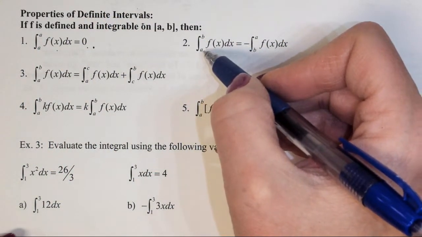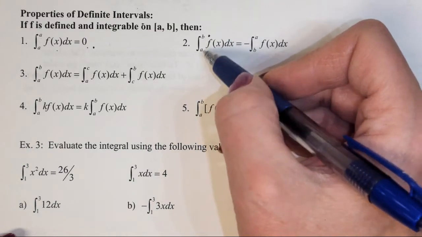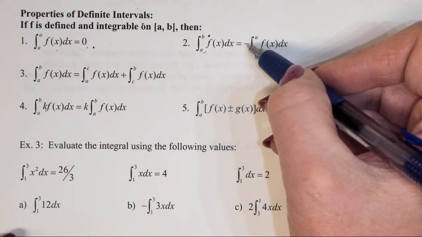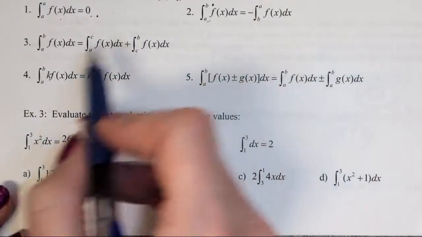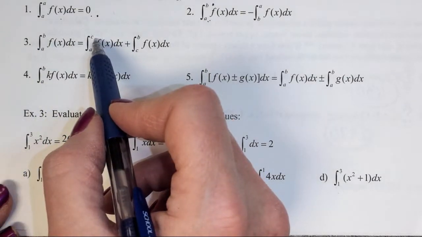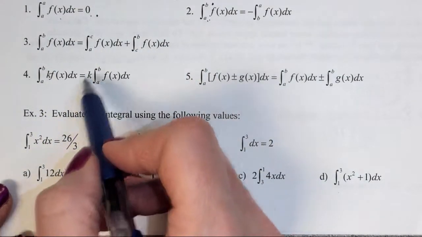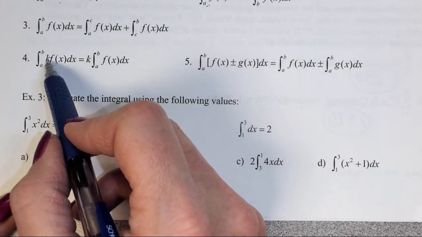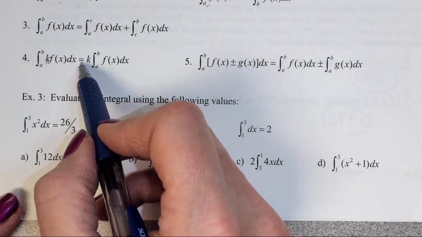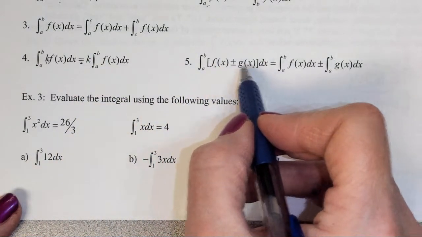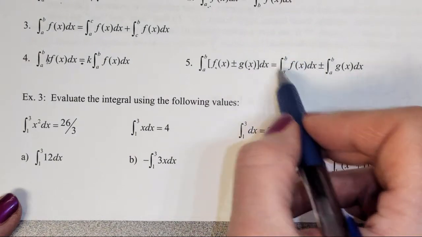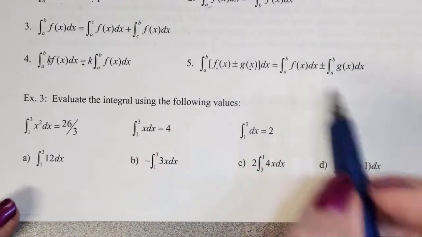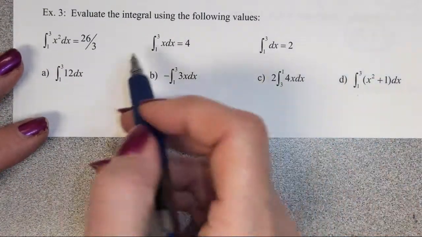This one's saying that if I switch where the lower limit and upper limit is, then I'm going to have to put a negative out in front because I'm switching the order of them. This one just says if there's some point in between there, I can break it apart. We don't really use this one that much. This one says if I have a coefficient or any kind of constant, I can pull it out in front of the integral. This one says that if I have two functions, I can just do the integral of the first function plus or minus the integral of the second one. All right, so they're very intuitive. I'll show you what they mean with some examples.